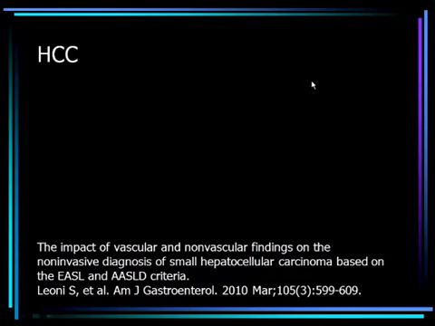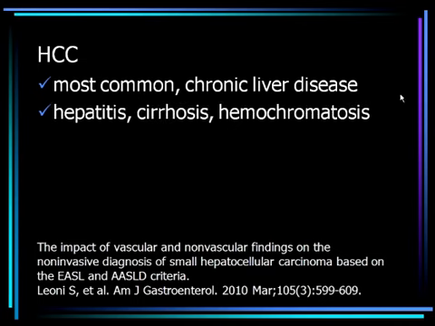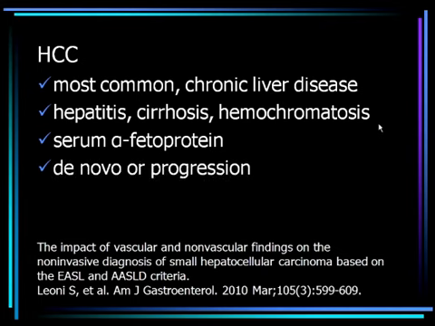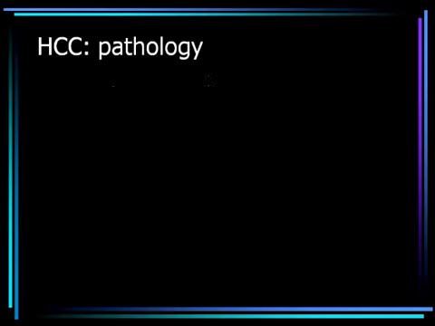Let's proceed to the malignancies. So HCC, hepatocellular carcinoma, is the most common hepatic malignancy. It's related to chronic liver disease, like hepatitis, cirrhosis, or hemochromatosis. We have an increase of alpha-fetoprotein. The lesion could arise de novo, or through a progression of nodules. And the prognosis depends upon the number, the size, and the vascular invasion, and the underlying disease of the liver.